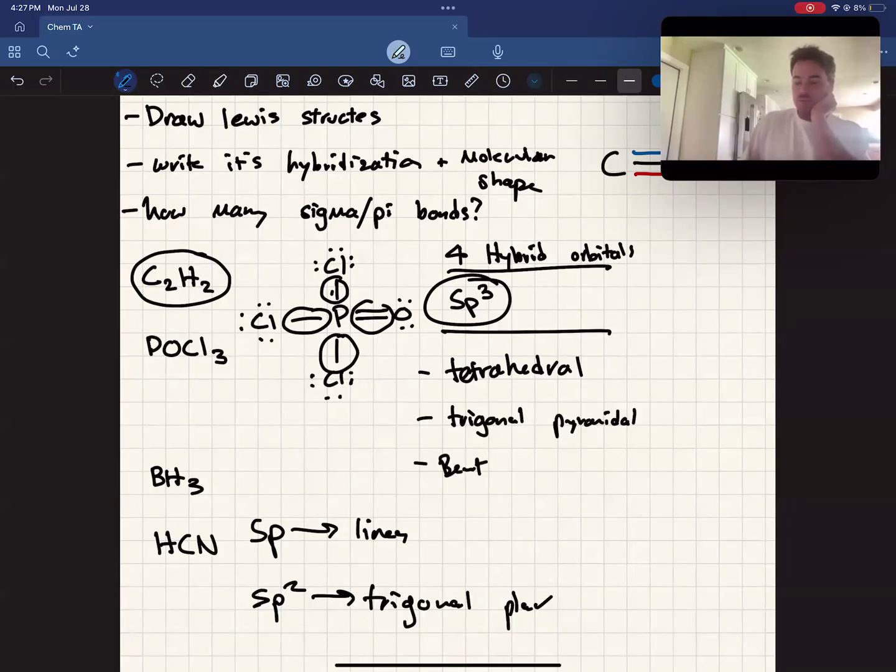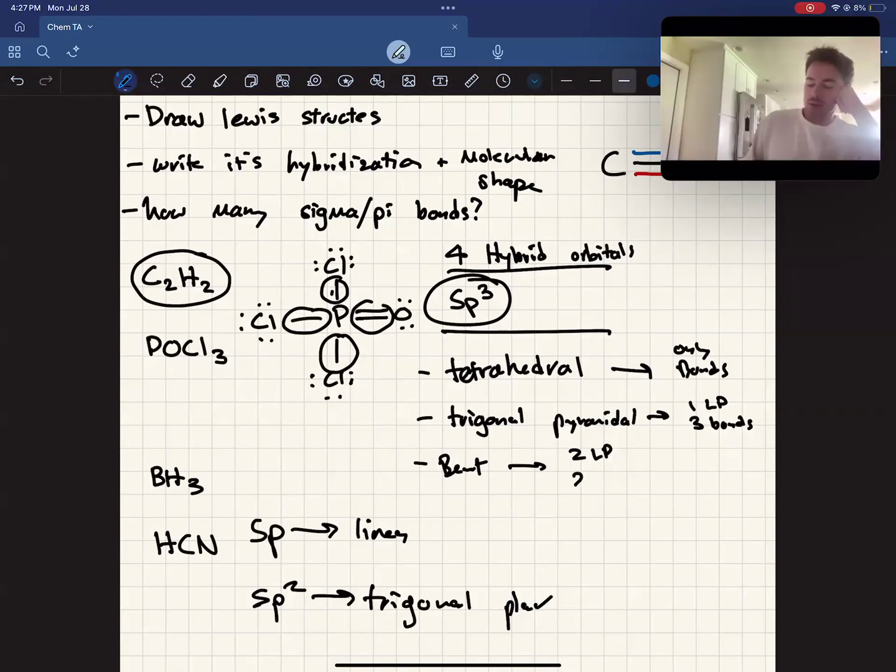Tetrahedral is what I just showed you, and this happens when there are only bonds. Trigonal pyramidal happens when there's one lone pair and three bonds. Bent happens when there are two lone pairs and two bonds. That's the distinction between those. When you draw out the Lewis structure, if it's four hybrid orbitals, just distinguish between these, and that's how I tell the shape. If you want me to go over what those look like or examples of those, let me know. But if not, I'll just keep going.